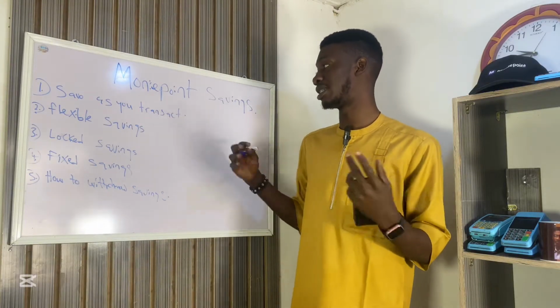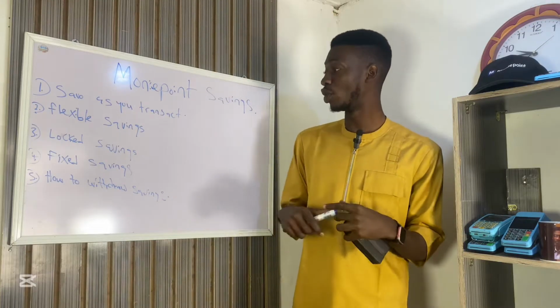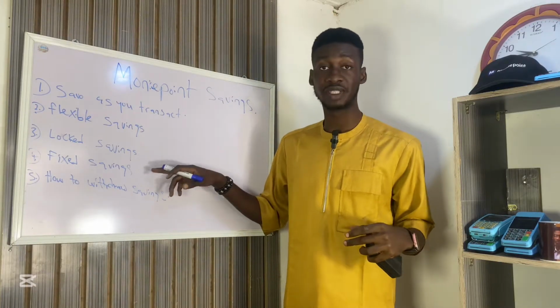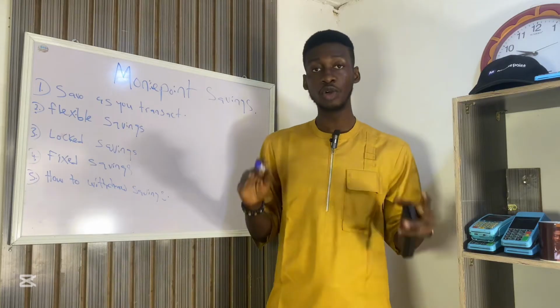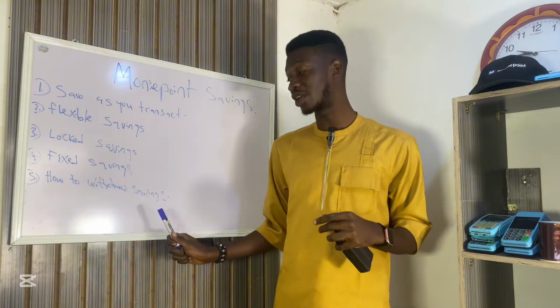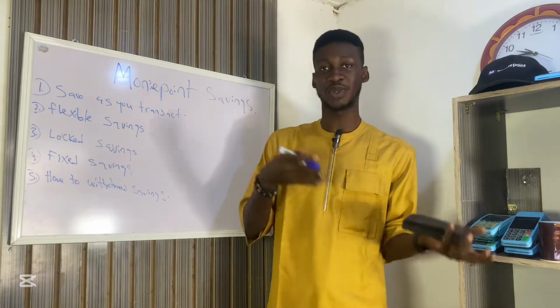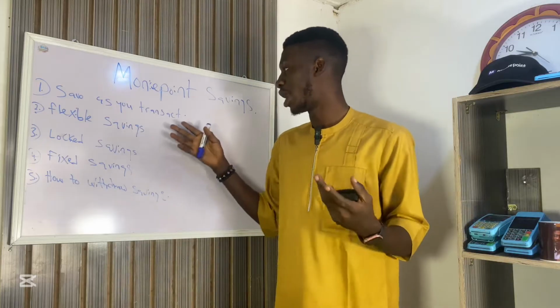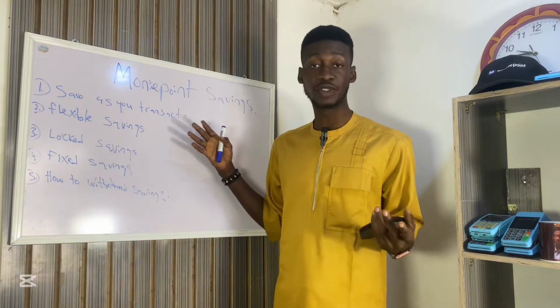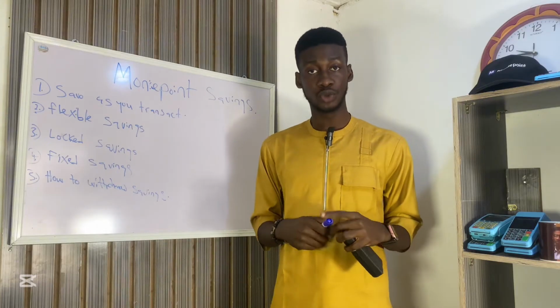The first one we have here is save as you transact, which is different from flexible saving, different from locked saving, and different from fixed saving. All of these have their own benefit, and trust me, guys, you want to know everything about this before we even talk about how to withdraw savings, because when we're talking about how to withdraw savings, it's because you are actually saving, right? So after the end of this video, you will know the type of savings you want to choose, and you will also understand how to withdraw your savings.